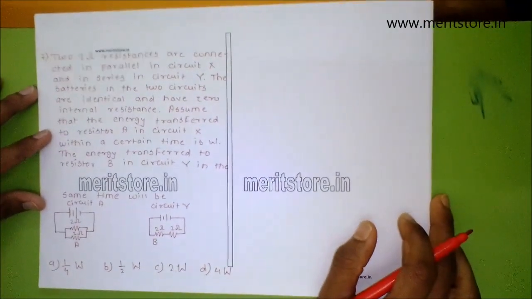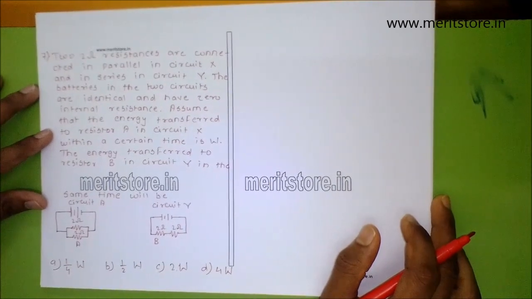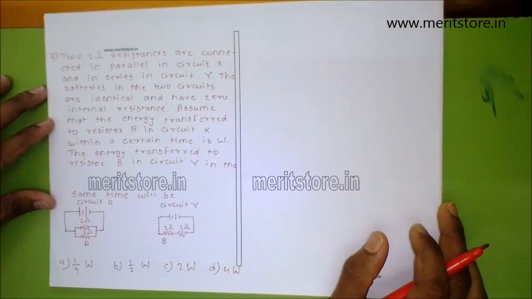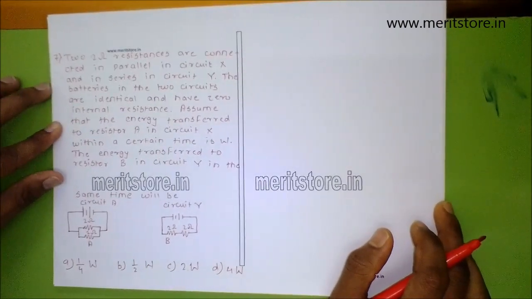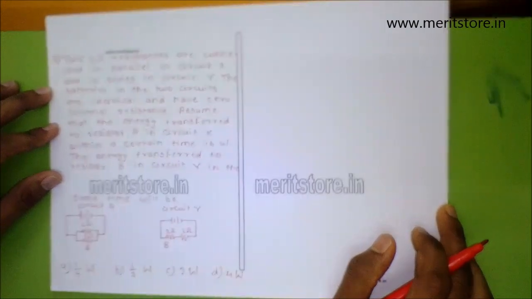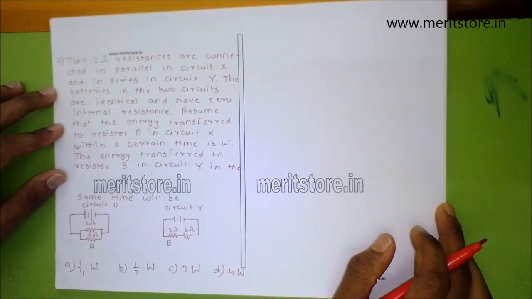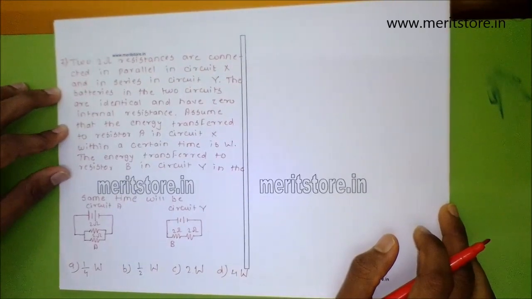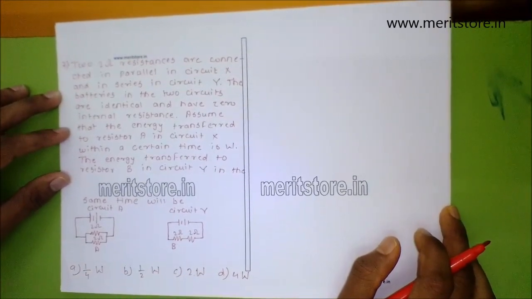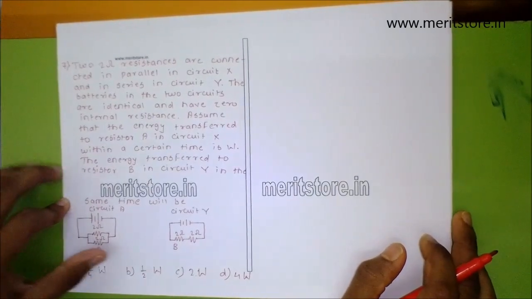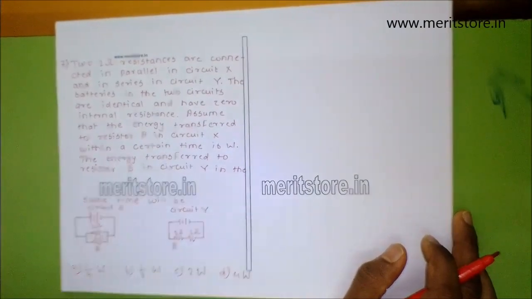Two 2 ohm resistances are connected in parallel in circuit X and in series in circuit Y. The batteries in 2 circuits are identical and have 0 internal resistance. Assume that the energy transferred to resistor A in circuit X within certain time is W. This energy transferred to resistor B in circuit Y in the same time will be, we got 4 options: 1 by 4 W, half times W, 2 W and 4 W.